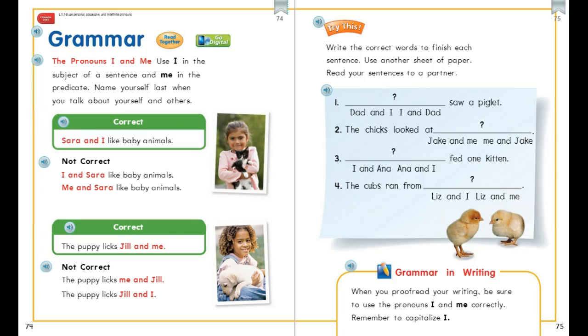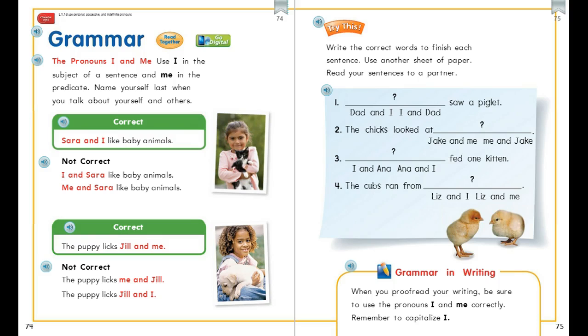Turn in your student book to pages 74 and 75 for grammar. We're going to have a weekly review of the pronouns I and me. Read with me on the top of page 74. Use I in the subject of a sentence and me in the predicate. Name yourself last when you talk about yourself and others.